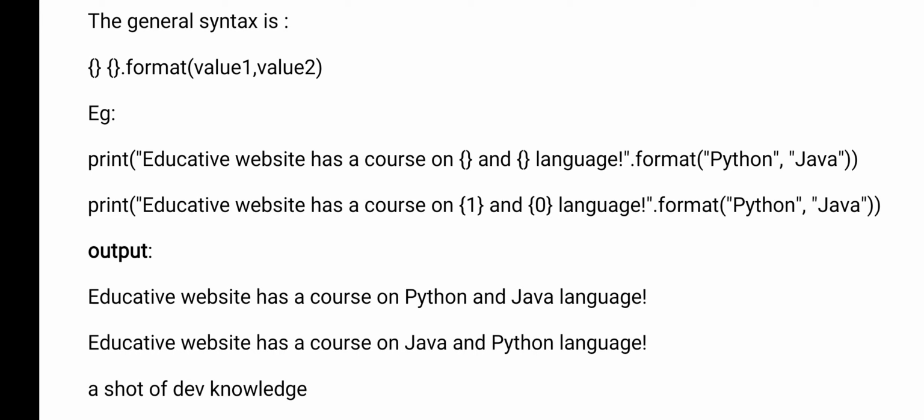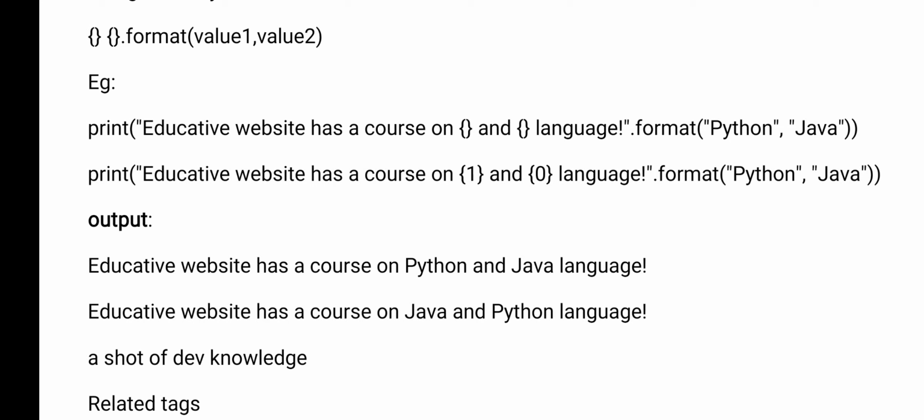In the second example, I have given the index also, which one should be first and which should be second. Index starts from 0. In the first place you have Java, and in the 0 place you have Python. Then when you print this, educative website has a course on Java and Python language. That output you will get.